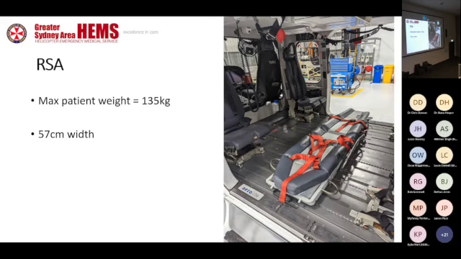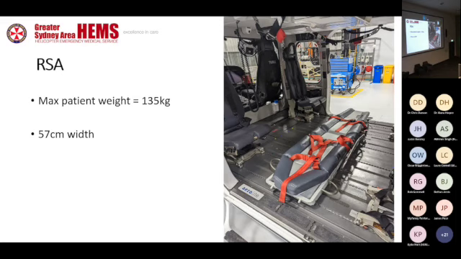So this is our standard aircraft cabin setup. We have what we call an RSA, retrieval stretcher assembly, and that sits in the east to west configuration, like in this photo. Generally, we aim to have a patient less than 135 kilos and only 57 centimeters in width. Now, that's how we have it when we take off. When we load the patients, we tend to have them in the north-south orientation.